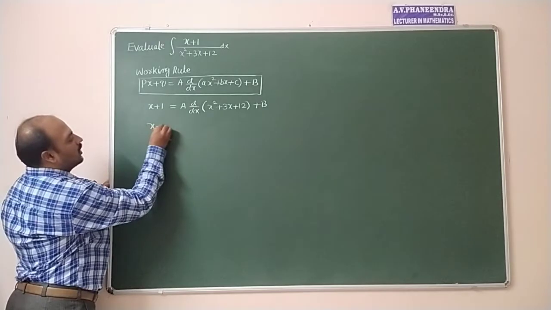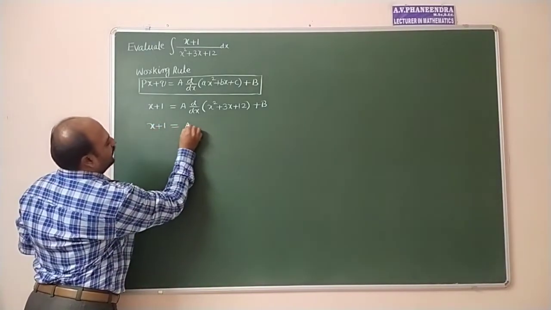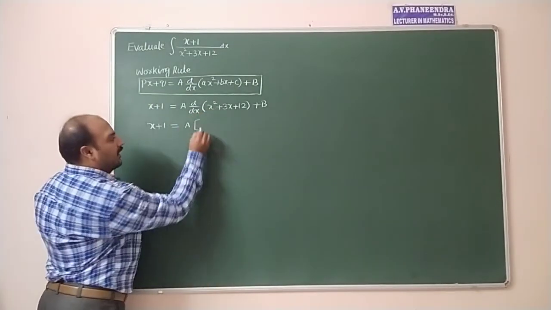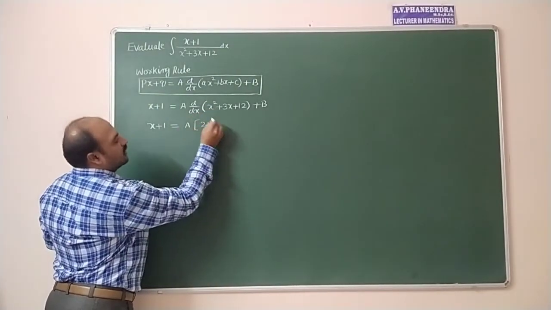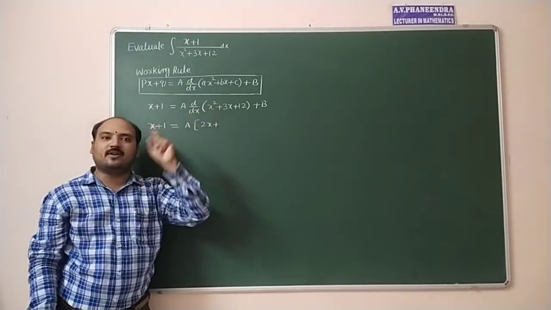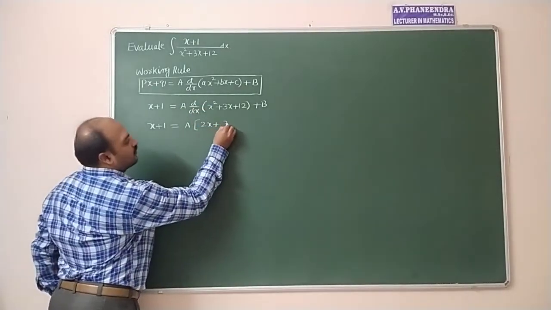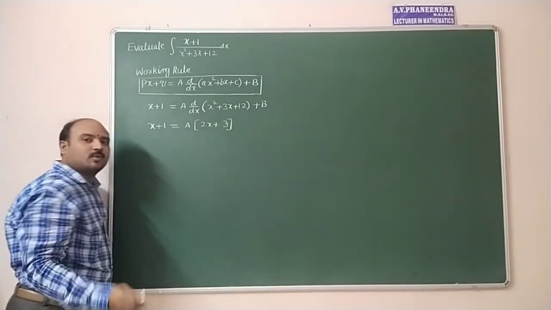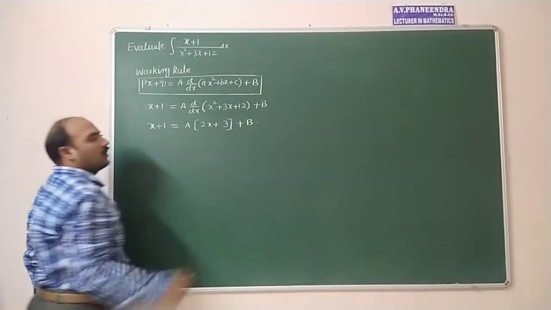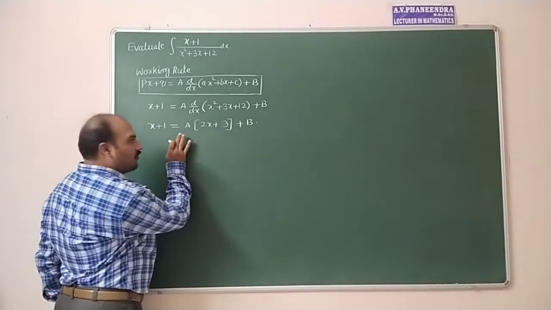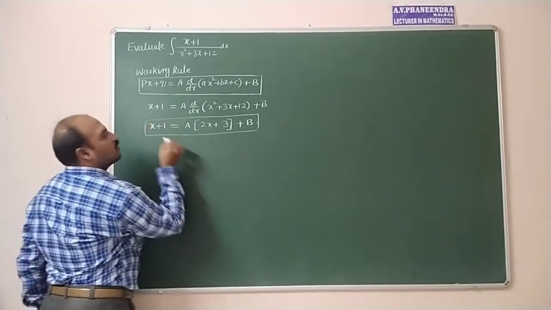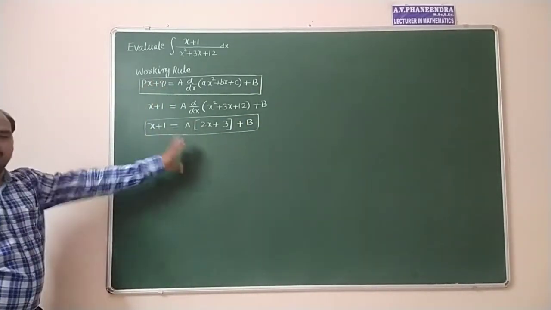So x plus 1 is equal to capital A into, keep bracket, d by dx of x square, 2x, plus d by dx of 3x. The constant 3 we can take outside. d by dx of x is 1, 1 into 3, 3. d by dx of the constant 12 is 0. Plus B. After getting this step, what do we have to do? Put it in a box. You will get the px plus q value.